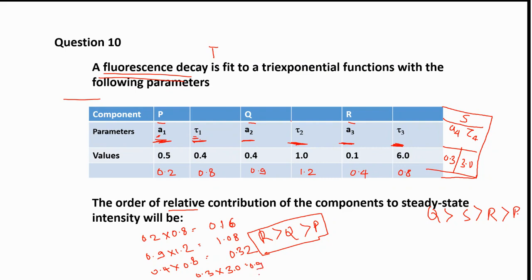Is it right? Yes, it is right. So the order will be Q is greater than S is greater than R is greater than P. So my answer also comes out the same, so definitely your answer is also correct. Okay, thank you so much for solving.